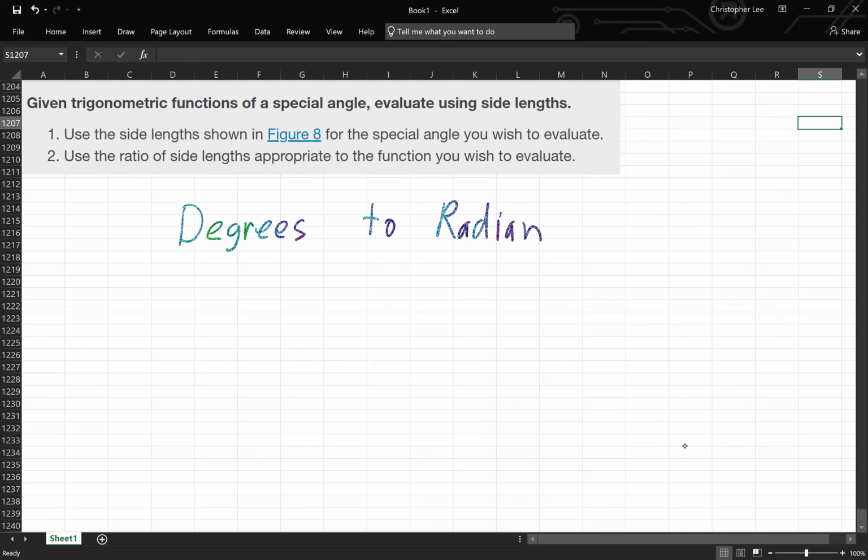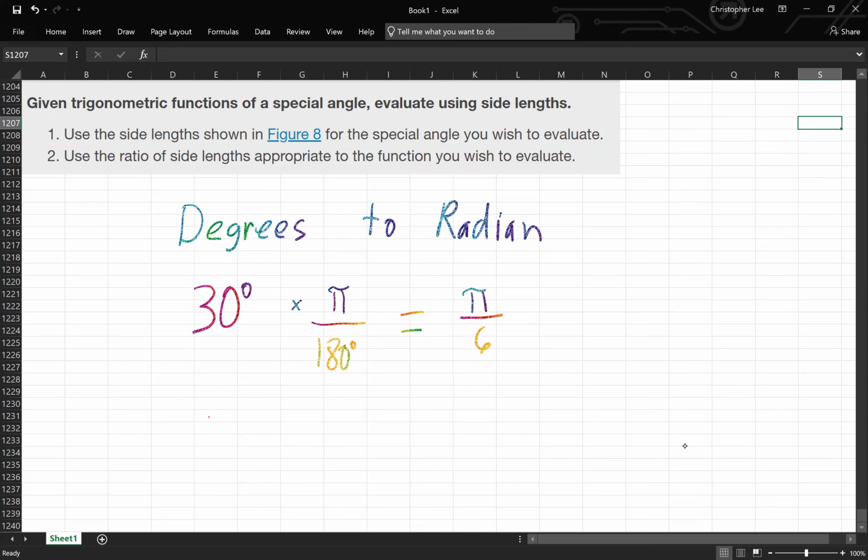Now I'm making this up. Let's say that I have 30 degrees, and I want to transform 30 degrees into the radian measure. All I have to do is multiply this by pi over 180. When I multiply this by pi over 180, this is going to become pi over 6. And that's it. That's the radian measure of 30 degrees. 30 degrees turns into pi over 6.